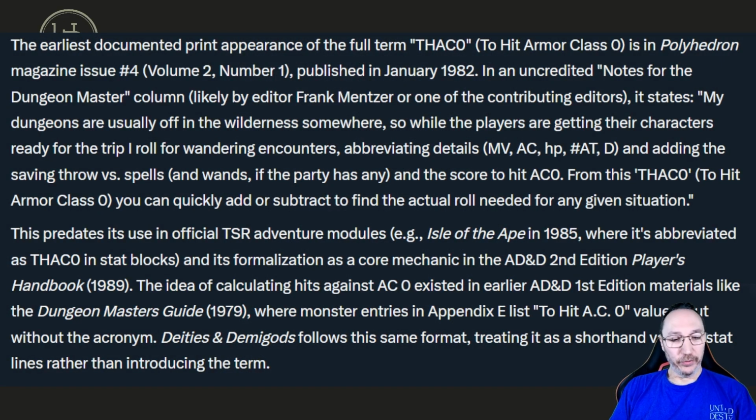The first mention of THAC0 actually came in 1982, in Polyhedron magazine, issue 4, volume 2, number 1, and it was noted by Frank Menzer. He called it the score to hit AC 0. From this THAC0, to hit armor class 0, you can quickly add or subtract to find the actual roll needed for any given situation. So that was the first time that THAC0 was officially mentioned.